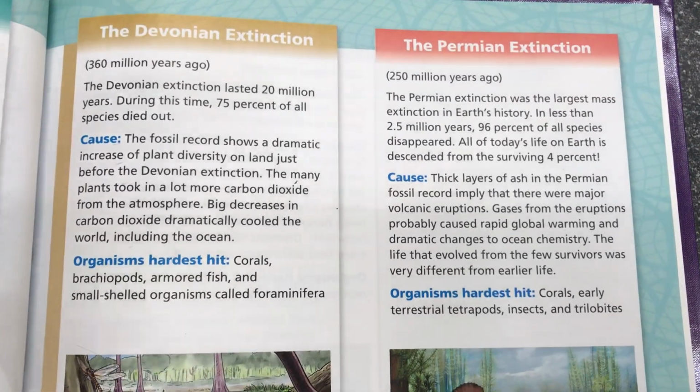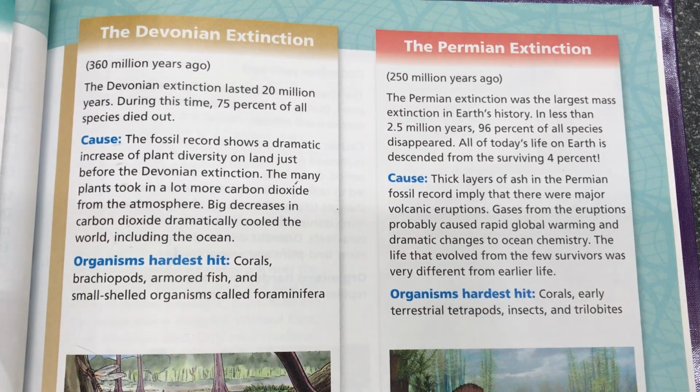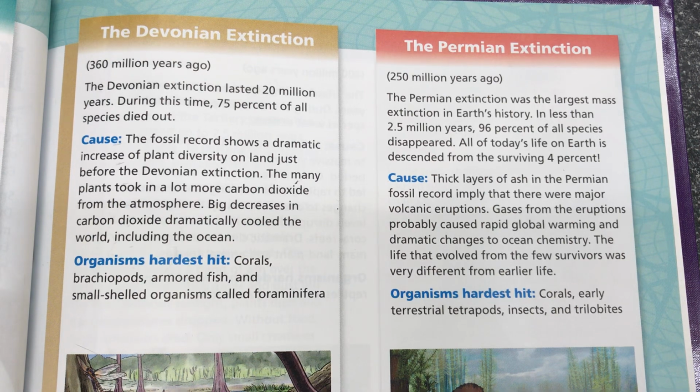And in the Permian Extinction, that was 250 MYA. This was the largest mass extinction in Earth's history. In less than 2.5 million years, 96% of all species disappeared. All of today's life on Earth is descended from the surviving 4%.